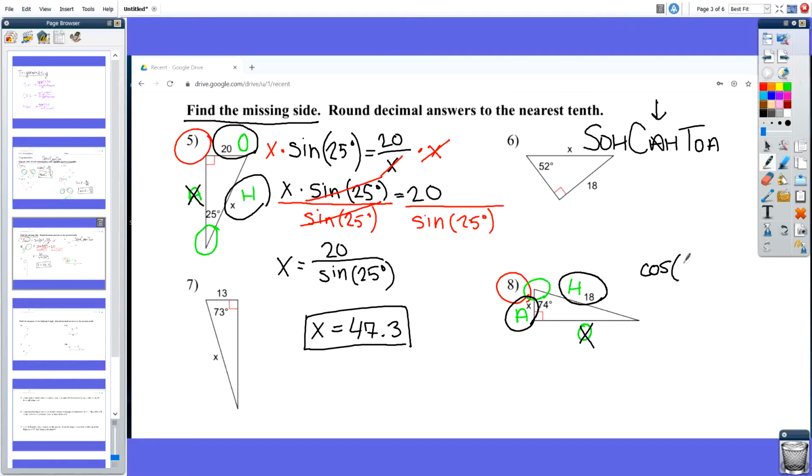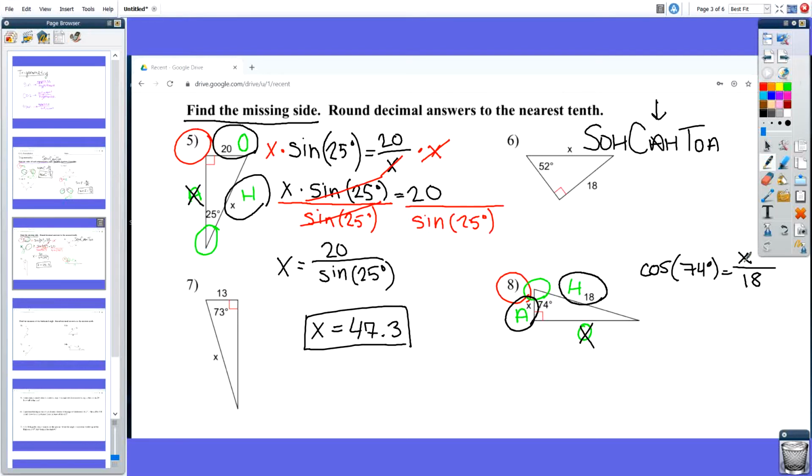Cosine of the angle is equal to x over 18. So you'll notice in the first problem we did, when we set it up, the variable was on the bottom in the denominator of our fraction. And this time when we set it up, our variable was in the top in the numerator of our fraction.